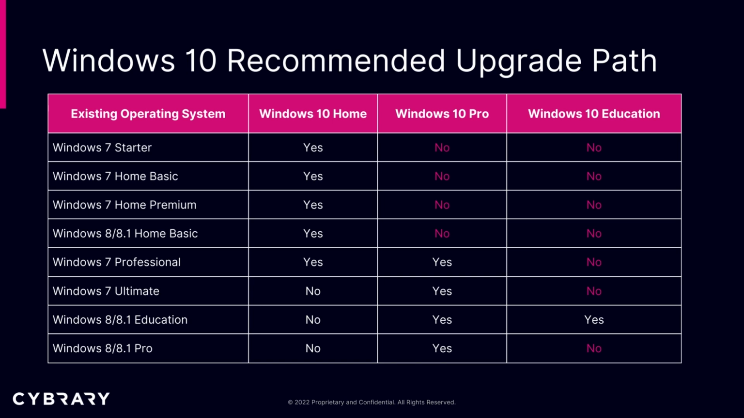The only way that you would be able to go to the Professional version is if you had a previous version of Professional, like Windows 7 Professional. You can either go to Home or Professional. If you had the Windows 7 Ultimate, which was an edition at that time with Windows 7, you couldn't go to Home, but you can go straight to the 10 Pro. And Windows 8 and 8.1 Education, you couldn't go to Home, but you can go to Pro or Education. Or if you had 8, 8.1 Pro, you couldn't go to Home, but you can go to Windows 10 Pro and Windows 10 Education.